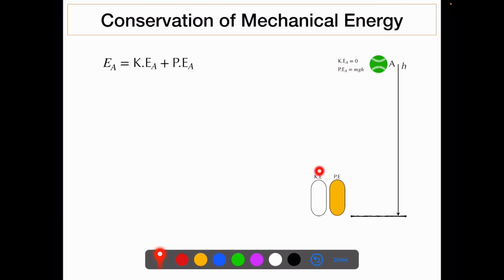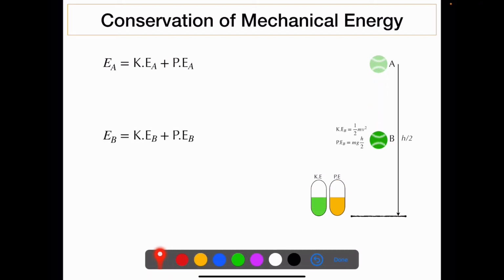These two bars, these two scales, are showing potential and kinetic energy. So when it starts to move down to point B, which is the middle of the height, the kinetic energy is 1/2 mv², where m is the mass and v is the velocity at this point, while the potential energy at point B will be equal to mgh/2, because this is the height at which the ball is at this point.